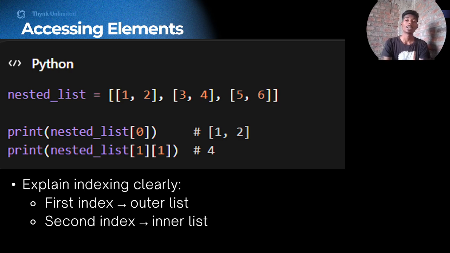Inside the nested list we have the example. The element with index 1 is the list 3, 4, and inside 3, 4, the 3 has index 0 and 4 has index 1. So it will print 4.